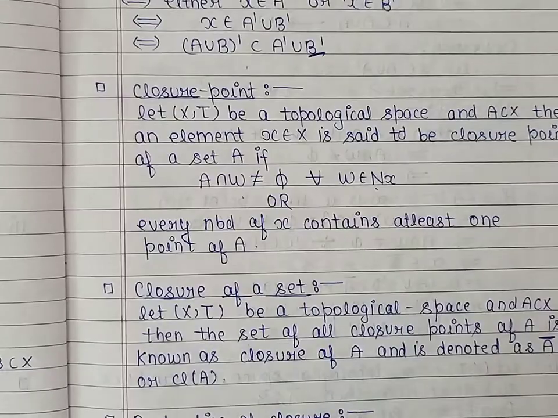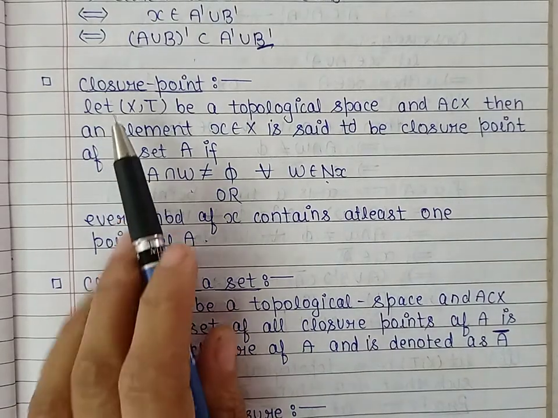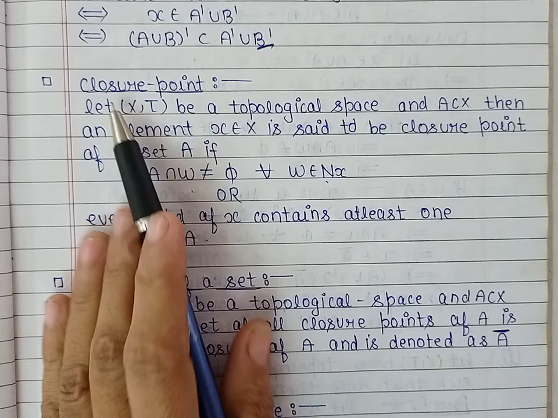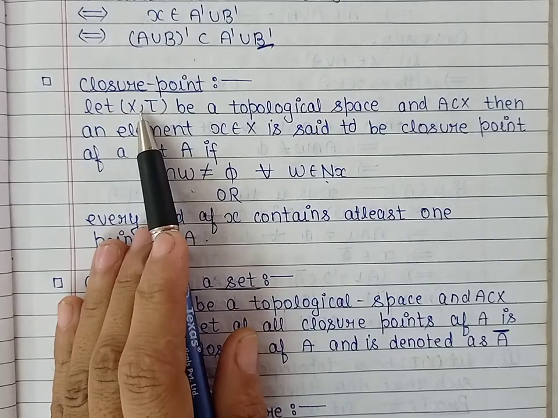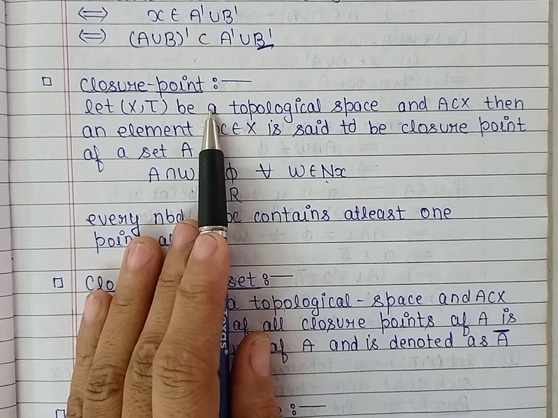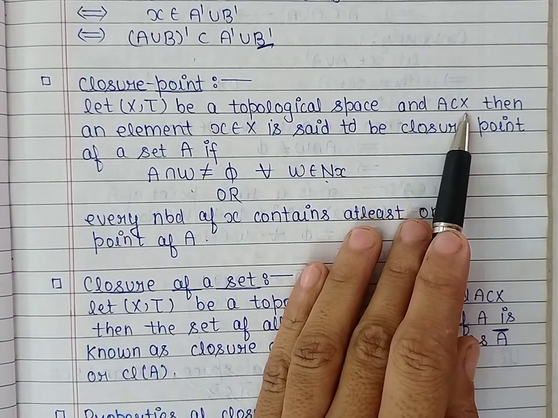Good morning, students. Our today's topic is closure point, closure of a set, and the properties of closure. So, firstly, let us define closure point of a set in a topological space. Let (X, tau) be a topological space, and A is any subset of X.